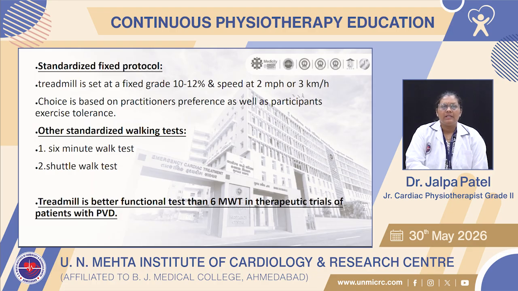The other one is the standardized fixed protocol. In this, the treadmill is set at a fixed grade of 10 to 12% and speed at 2 miles per hour or 3 km per hour. The choice is based on practitioner preference as well as the participant's exercise tolerance.